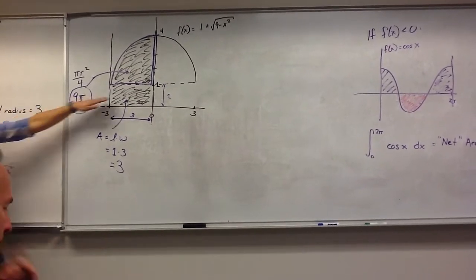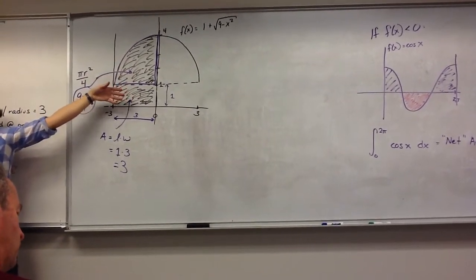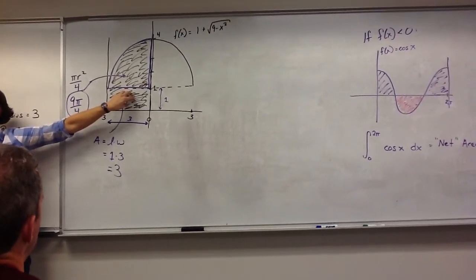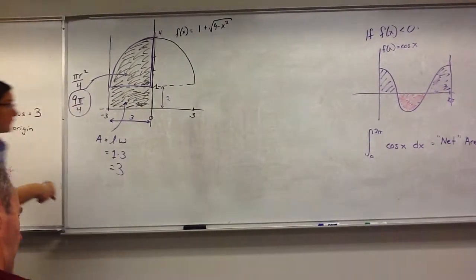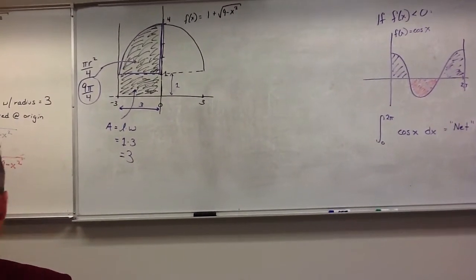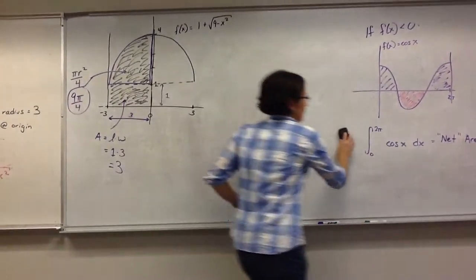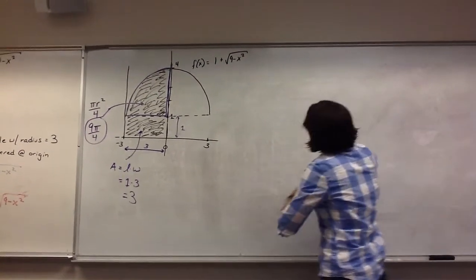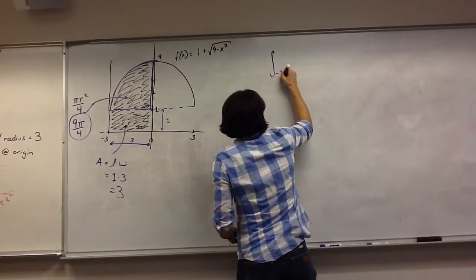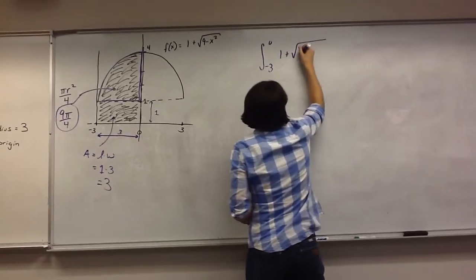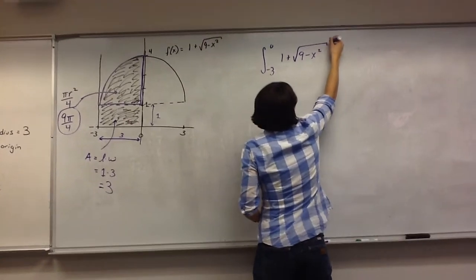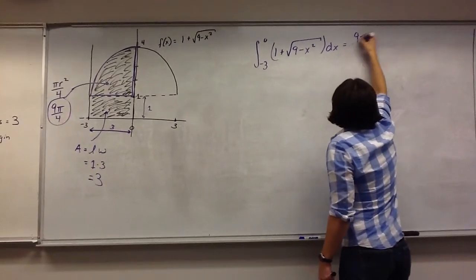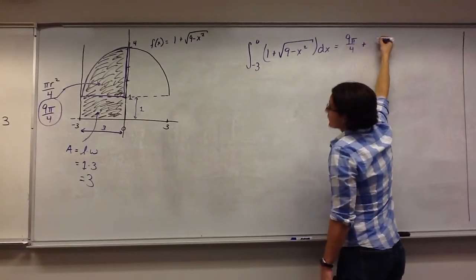To come up with the area of this total region, we actually had to break it up into 2 separate pieces, where 1 was a quarter circle, which we get by pi r squared over 4, and then the area of this rectangle down here. And now we need to add them together. In the end, we've got that the integral from -3 up to 0 of 1 plus the square root of 9 minus x squared dx is equal to 9 pi over 4 plus 3.